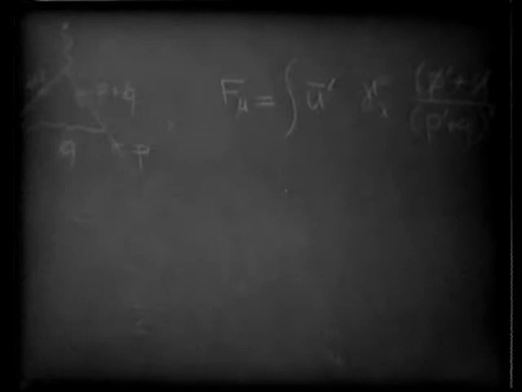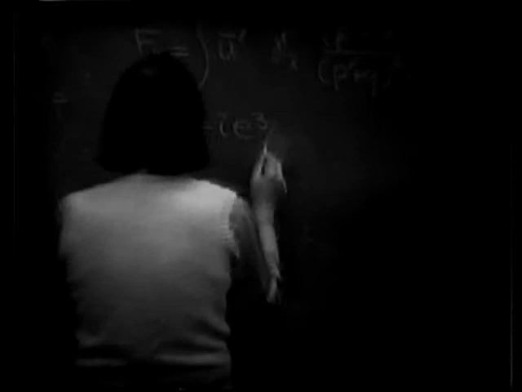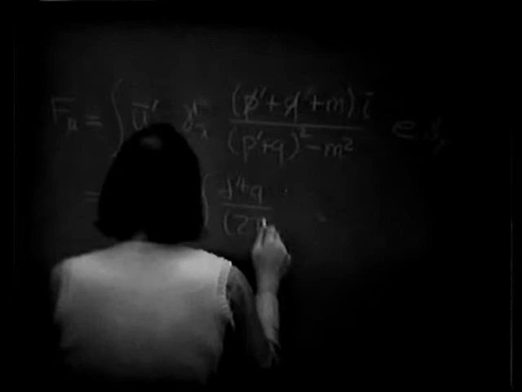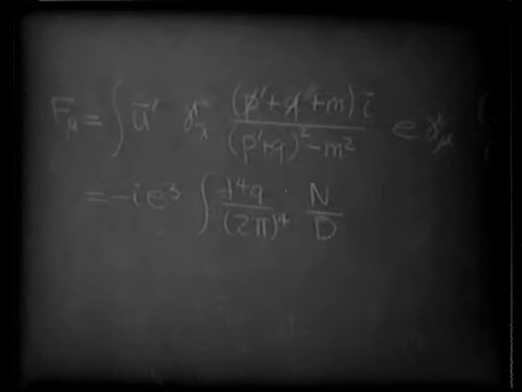Now, I gather up. I've got a minus sign here, a minus sign here, that's an i. I've got two i's, so that's minus i e cubed, integral d4q over 2 pi to the fourth, a numerator over a denominator. I will now systematically simplify, one after another, the numerator and the denominator.